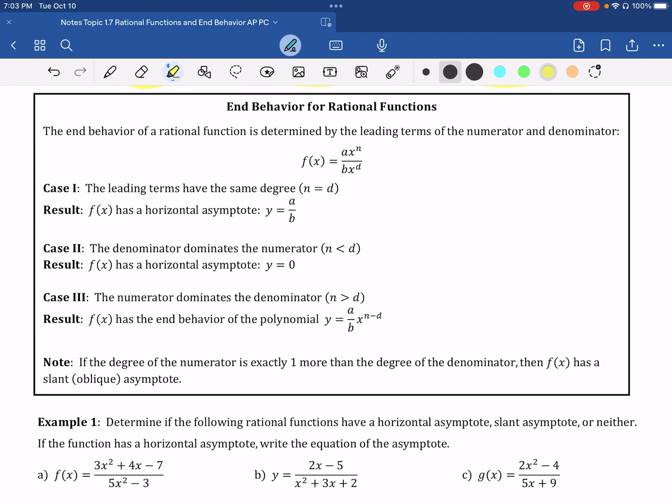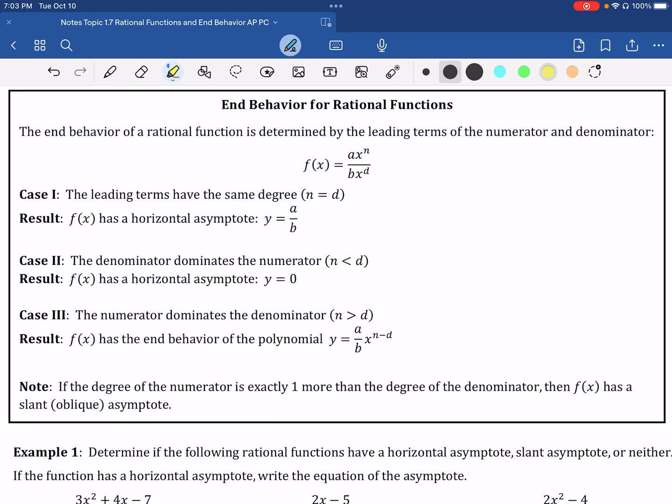So this chart here is all about the end behavior for rationals. What is happening as x becomes infinitely large or infinitely small? The cool thing about rational functions is you're going to discover that it really just has to do with those leading terms. In the first case, and you'll notice there are 3 of them, if the leading terms of the numerator and the denominator have the same degree, then you're always going to have a horizontal asymptote where y equals the leading coefficient divided by the leading coefficient.